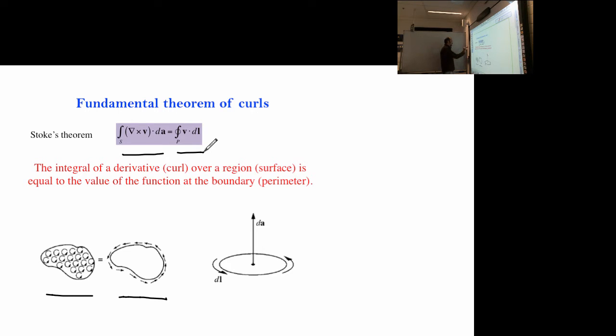So we're going to do an example. And we're going to test Stokes' theorem for the above function. And we're going to do this using the triangular shaded area shown in that figure. So first of all, what we must do is determine the curl of the vector v.